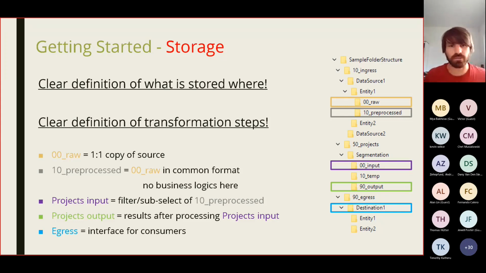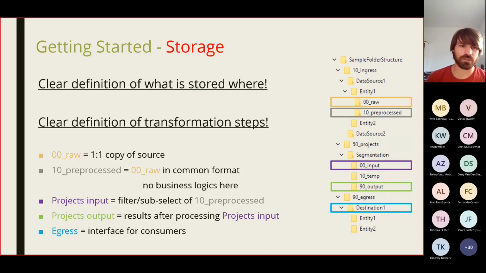So a project is basically a use case that just reads a subset or a filtered subset of the pre-processed folder and then does some processing inside the project. This can be a machine learning processing, or some kind of data warehouse reporting use case. And in the end, it produces some output, which can then be consumed again by other projects.